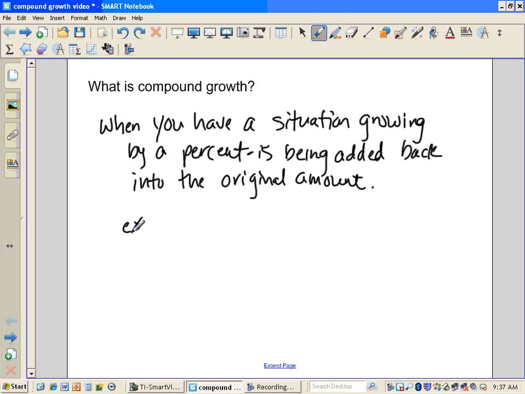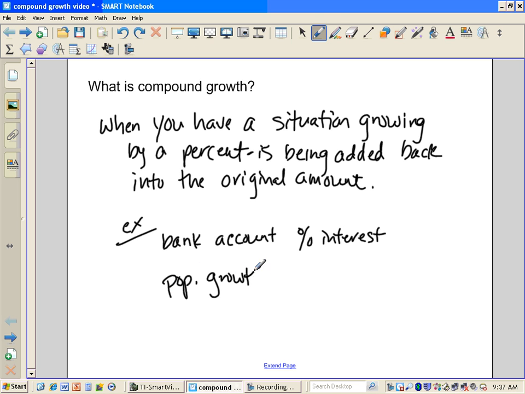Two examples off the top of my head. One is when we have a bank account and we are earning a percent interest. So maybe a savings account or a certificate of deposit, and that interest is being added back into the amount that we have in the bank account. Nothing's being taken out. The other common example is when we have population growth. You know, maybe they say the town of Fairfax is growing by 2% a year. Well, people aren't leaving, we're just adding that 2% on each year. Okay.